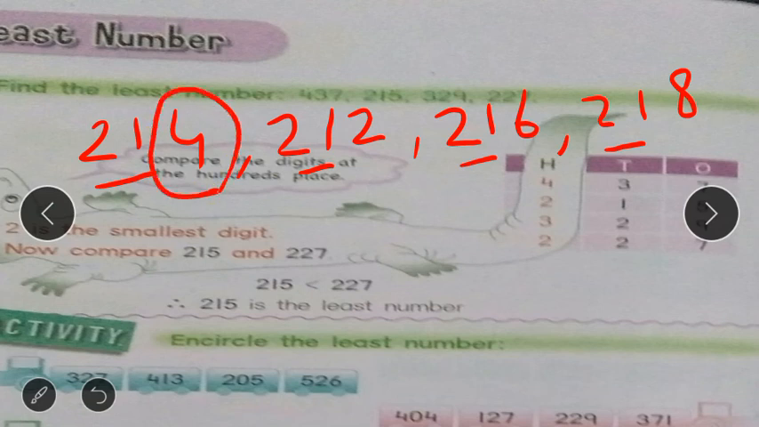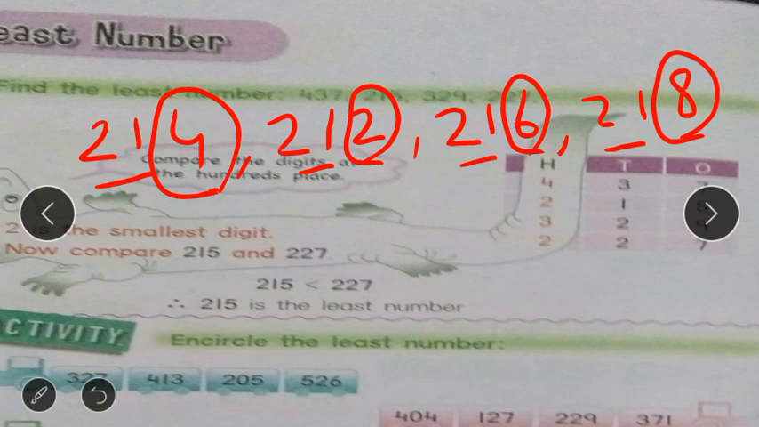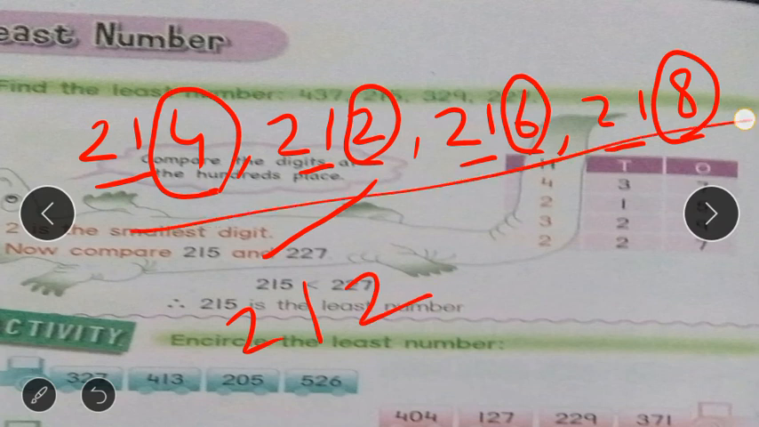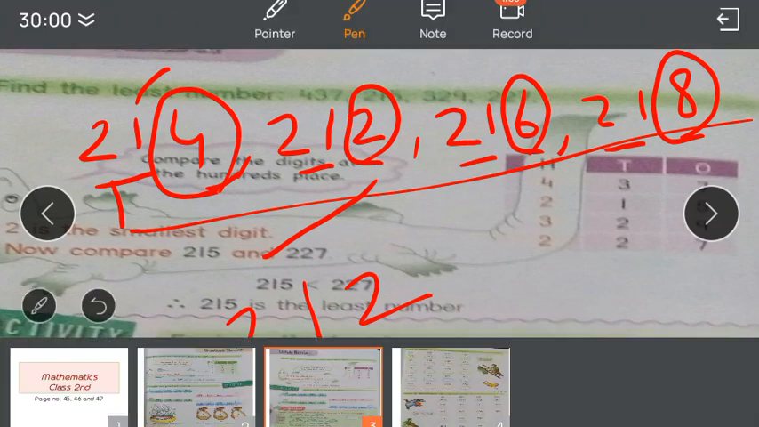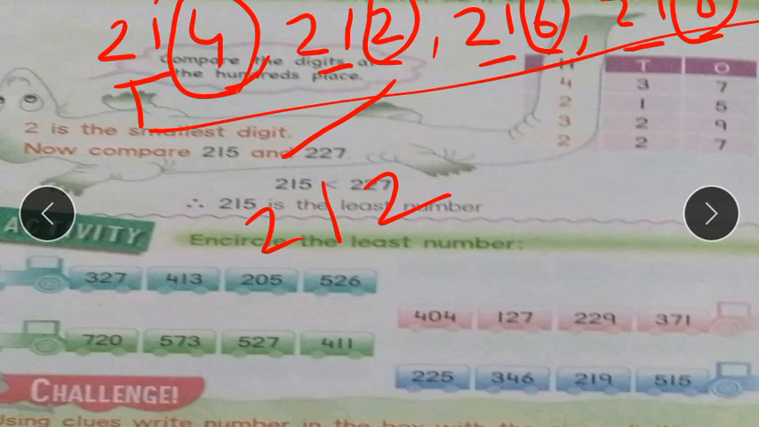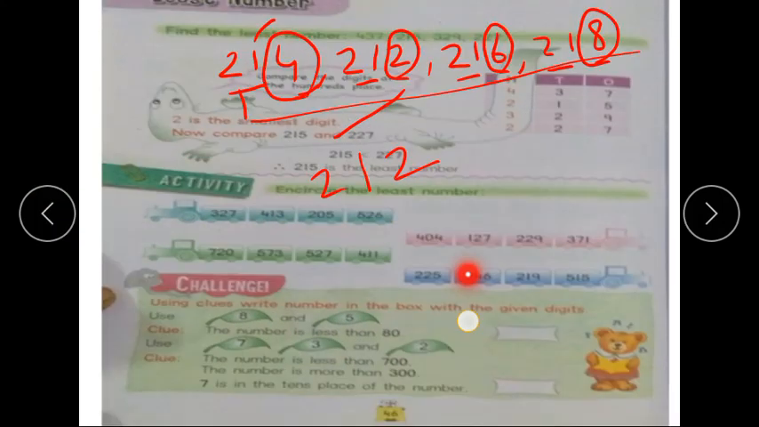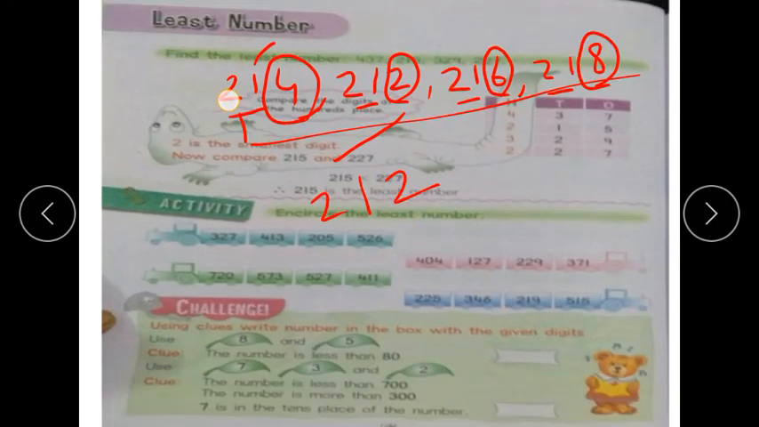The ones place is 4, 2, 6, 8. Among all this, which one is the smallest, children? 2 is the smallest number. So this 212 is the least number among all of them. Okay. If in the 100 place you get the same, you have to go to the tens place. If in the tens place you are getting the same, you have to see the ones place and write the number which is the smallest. Here below some questions are given on that page, and circle the least number. This is the exercise for you, that you also have to do in the copy by putting the heading least number and page number 46 in your copy.